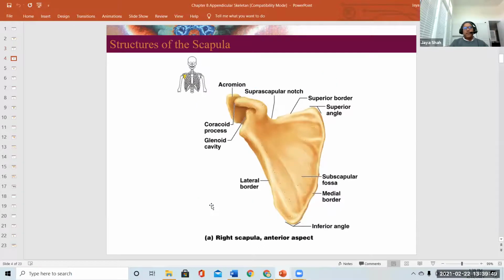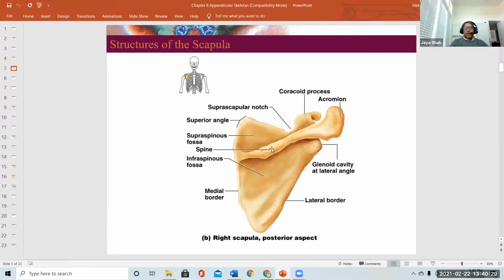Okay. Scapula, anterior view. Scapula has a big fan-like structure here, like an elephant ear. This is the lateral border, but I think we have to know acromion process, coracoid process, and glenoid cavity. Okay. So the acromion process is attached to the clavicle. The glenoid cavity, another name for it is glenoid fossa, articulates with the humerus.